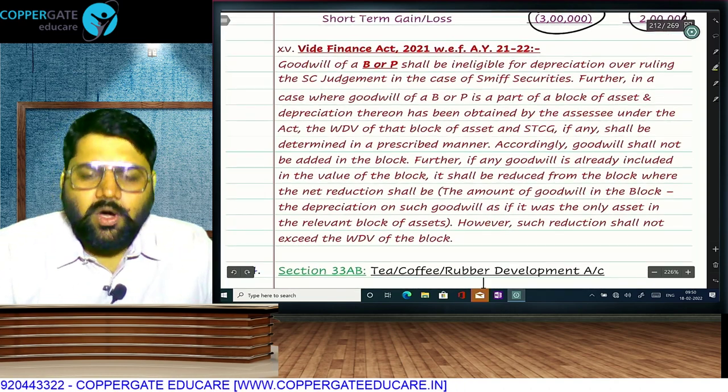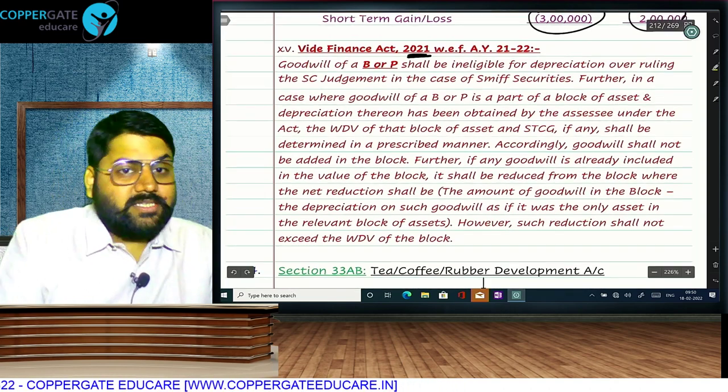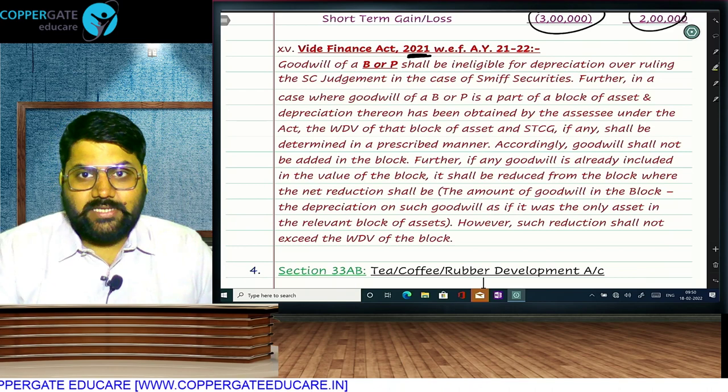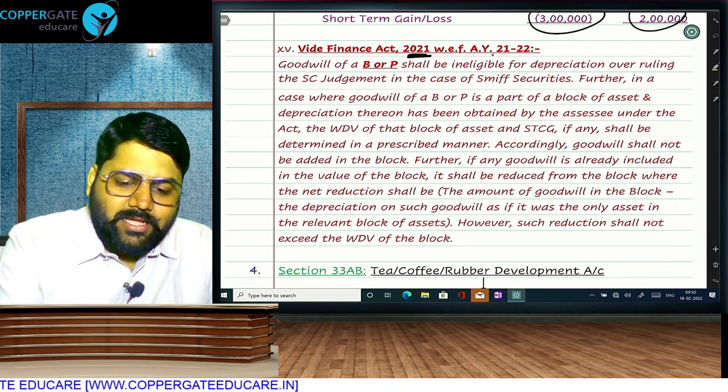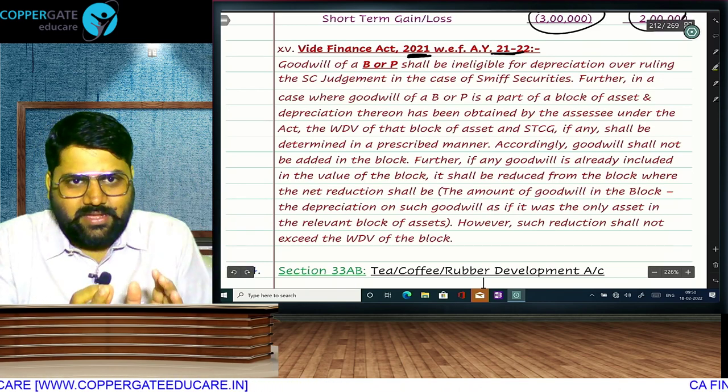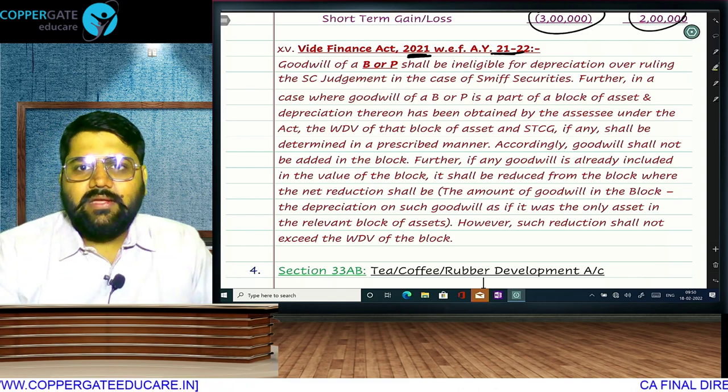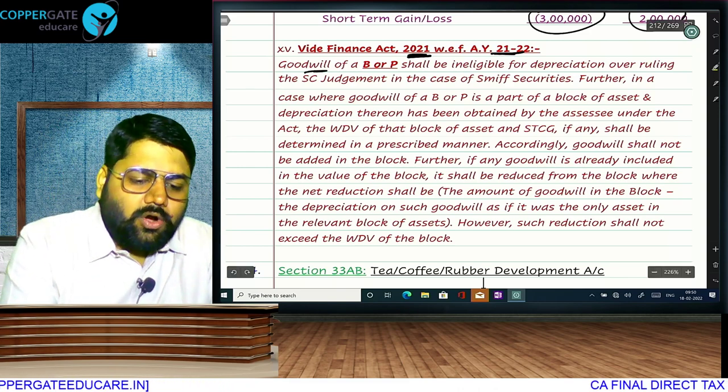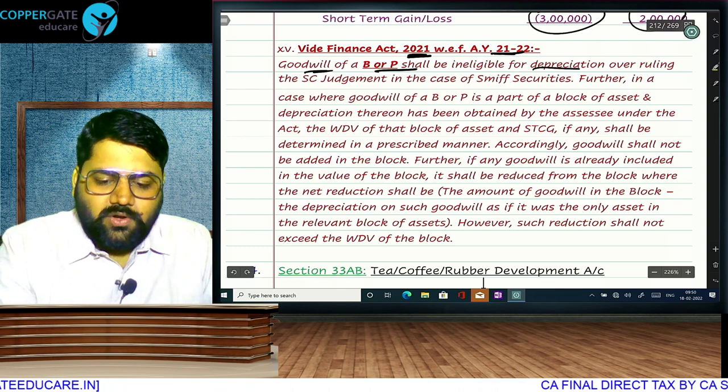And one small amendment which has come in the budget of 21, which is applicable for your exam, but they said that we will apply it immediately. She said that I am bringing this amendment and applying it immediately, that for any goodwill of business or profession we will not get depreciation.